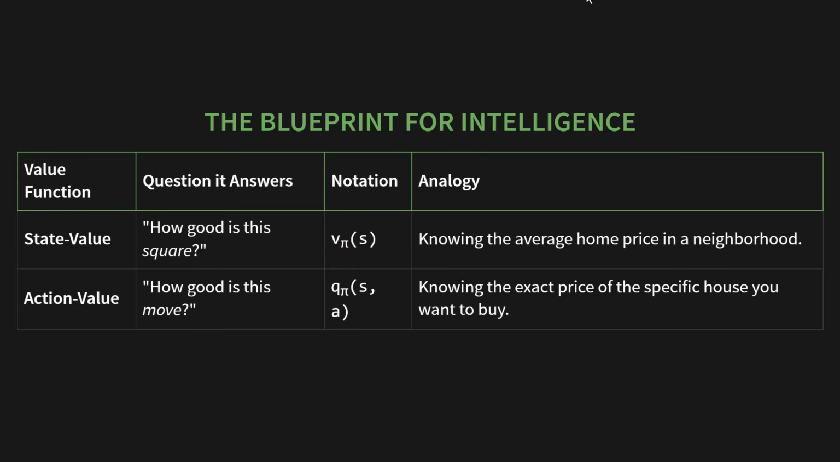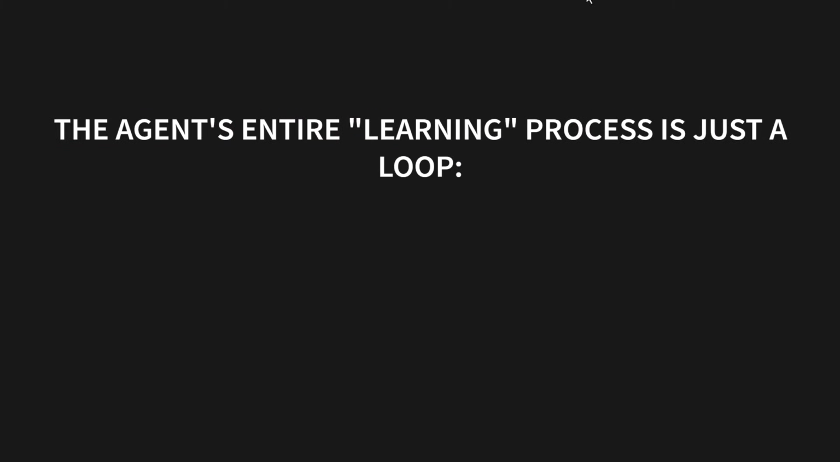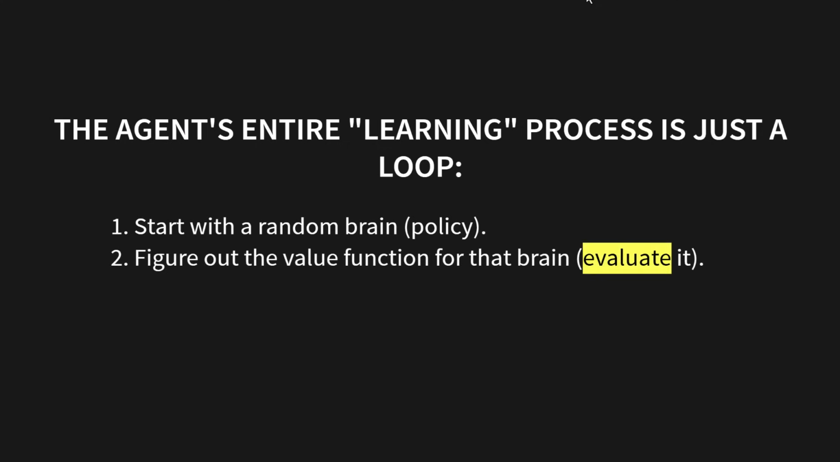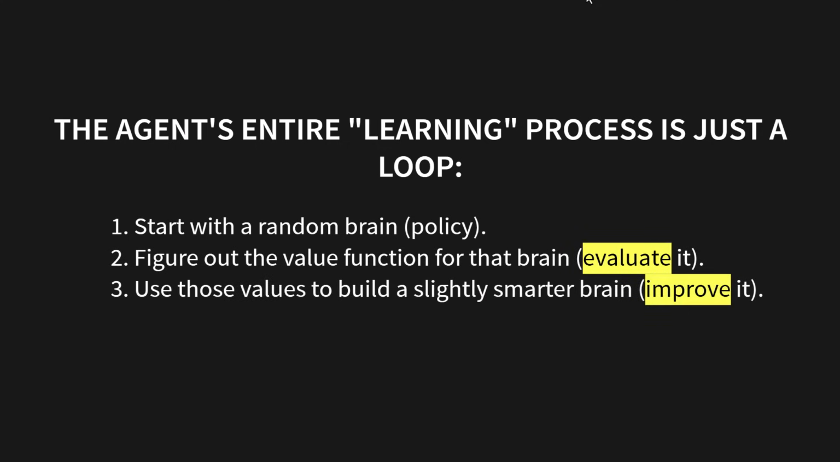The agent's entire learning process is just a loop. 1. Start with a random brain. 2. Figure out the value function for that brain. You evaluate it. 3. Use those values to build a slightly smarter brain. You improve it. 4. Repeat.